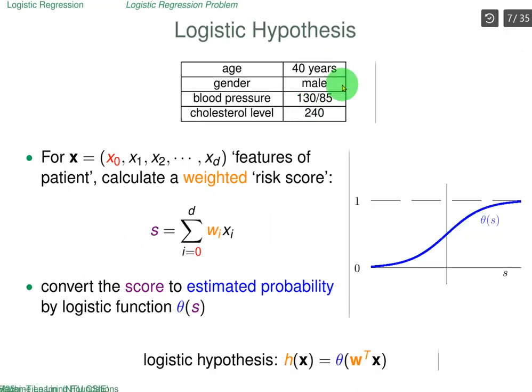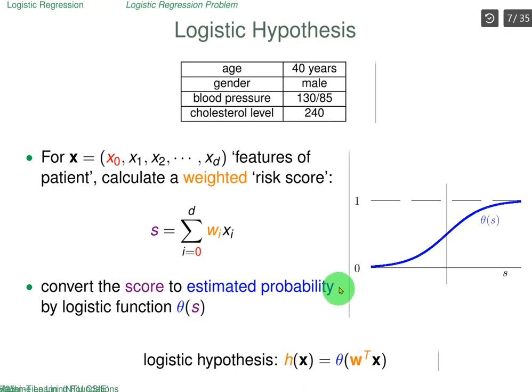To solve this kind of problem that requires softer binary decisions, we can use a hypothesis class called the logistic hypothesis. For example, again, for the following feature vector, which consists of the features of the patient, we calculate the weighted risk score. This is the score S, the risk score, obtained by applying a weight to each individual feature. And the next step would be converting this risk score to an estimated probability by a logistic function called theta of S.